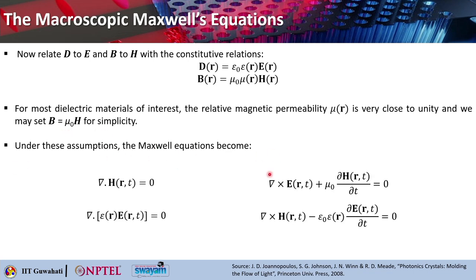Under this kind of assumption, Maxwell's equations will look like this. You can write del dot H(r,t) equals 0, and del dot D equals 0, where D can be written as epsilon naught epsilon r E(r,t). And these are the two curl equations. Curl of E is minus dB/dt. If you take B as mu naught H, you get this particular equation. Similarly, in the fourth equation, where J equals 0, curl of H equals dD/dt, so that can be taken to the left side, and you can write curl of H minus epsilon naught epsilon r dE/dt equals 0.